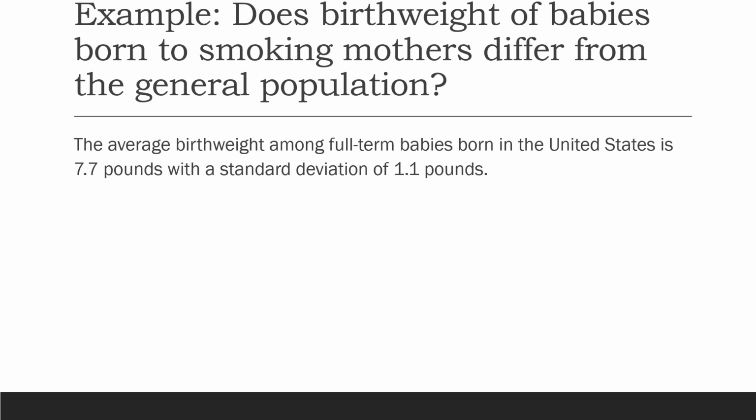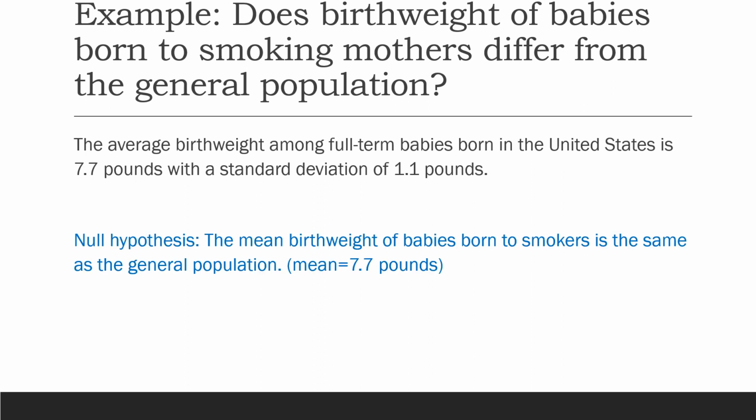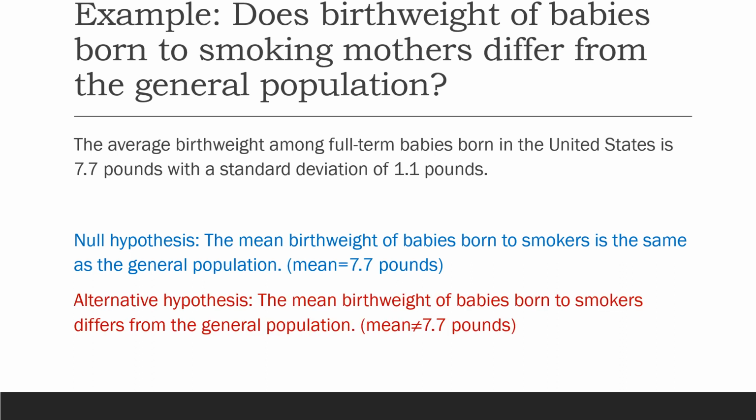So an example we're going to use is, does birth weight of babies born to smoking mothers differ from the general population? The average birth weight among full-term babies born in the United States is 7.7 pounds, with a standard deviation of 1.1 pounds. The null hypothesis is going to be that the mean birth weight of babies born to smokers is the same as the general population, that the mean is equal to 7.7 pounds. The alternative hypothesis is going to be that the mean birth weight of babies born to smoking mothers differs from the general population, that is, that the mean is not equal to 7.7 pounds.